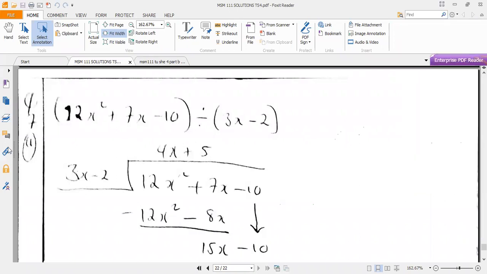Okay, we proceed. So this is our polynomial, isn't it? And then they're telling us that this polynomial should be divided by this smaller polynomial of degree 1, right? So we know that when we're dividing using long division, isn't it?